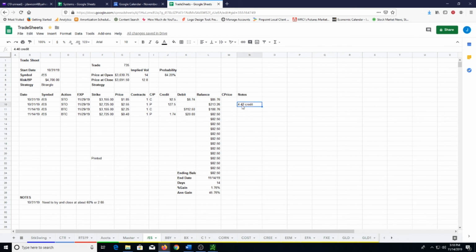I got a $4.40 credit when I entered. I was able to close for $2.65, which is what I'd set my good-to-cancel order at. It ended up with an $82 profit on $4,700 risk. That doesn't sound like a lot, but when you annualize it, that's a 45% gain. So if you're going to dedicate, say, $5,000 to these type of trades, and at the end of the year you could end up with a 45% gain, that's pretty good. And these are very successful, but they are high risk, so be careful if you decide to take them.